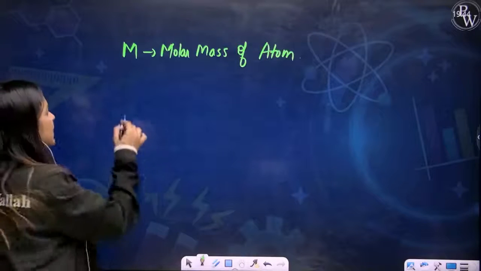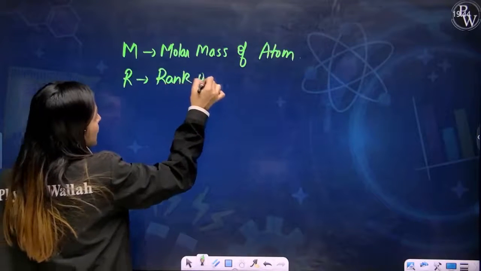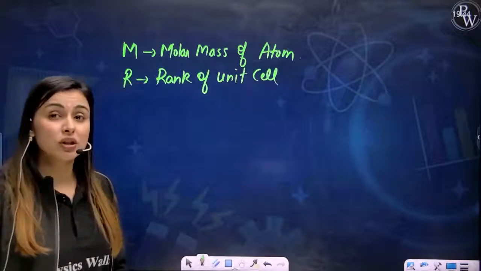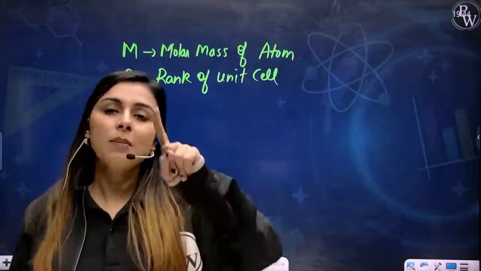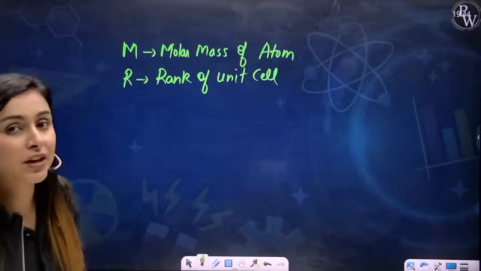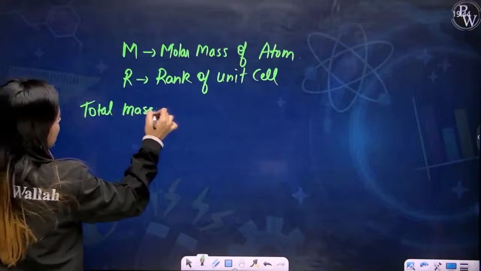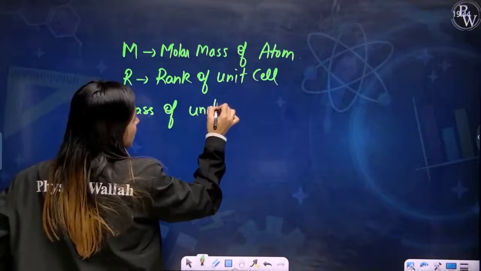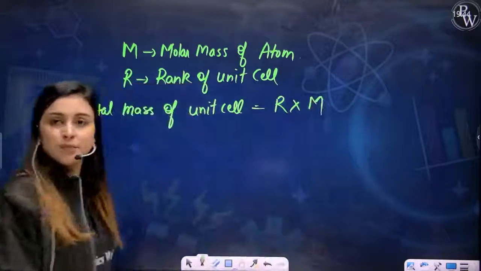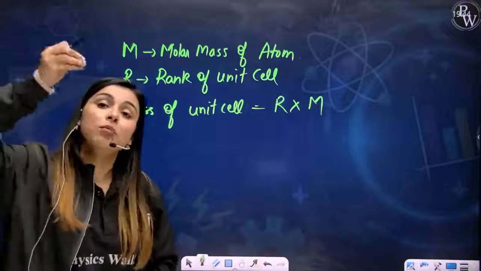Let's say that R is the rank of the unit cell. So what does R tell you? It tells you how many atoms are actually present in the unit cell. You know the mass of one atom, and you know how many atoms are present in the unit cell. So can you say that the total mass of the unit cell will be equal to rank into molar mass of atom, right? Yes, since it is the molar mass, it is the mass of 1 mole of atoms.